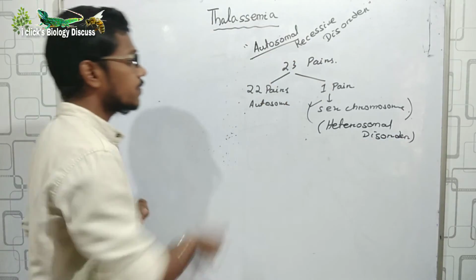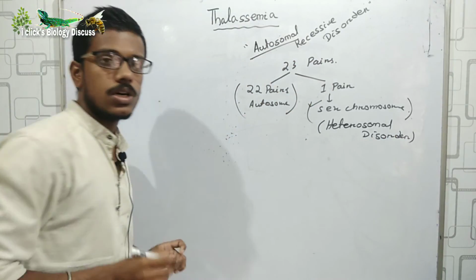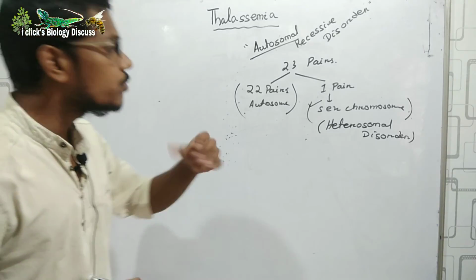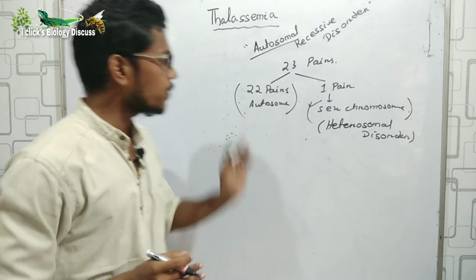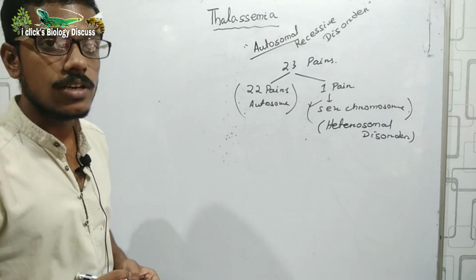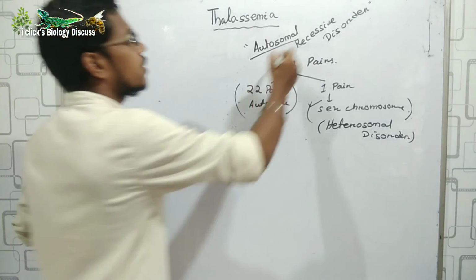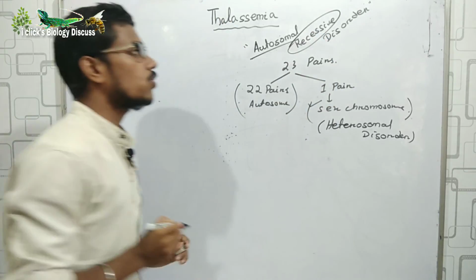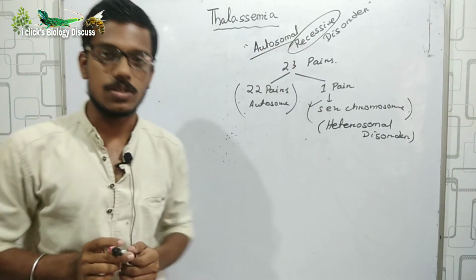And if any disorder occurs due to any change or mutation in a gene which is present on the autosome, then that will be called an autosomal disorder. But here, thalassemia is an autosomal recessive disorder.